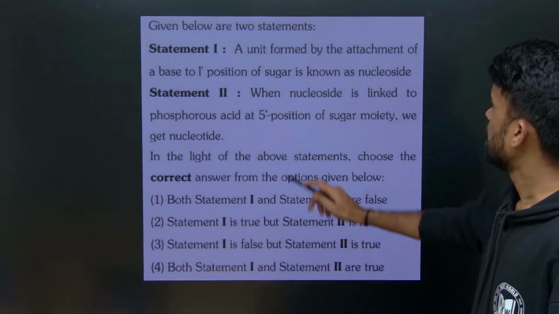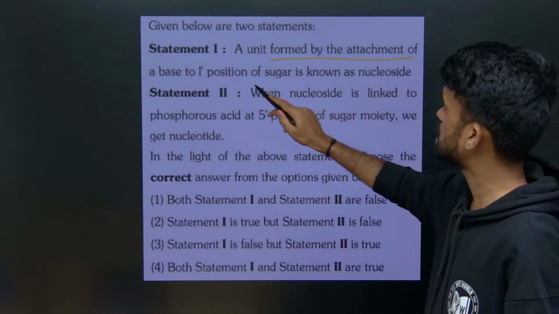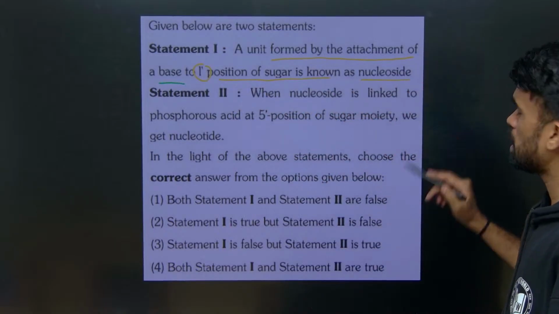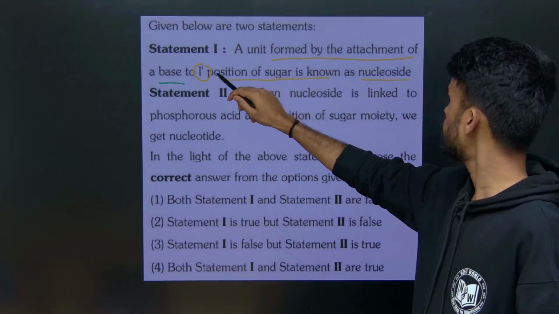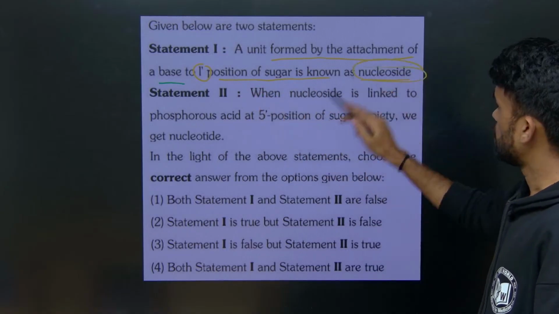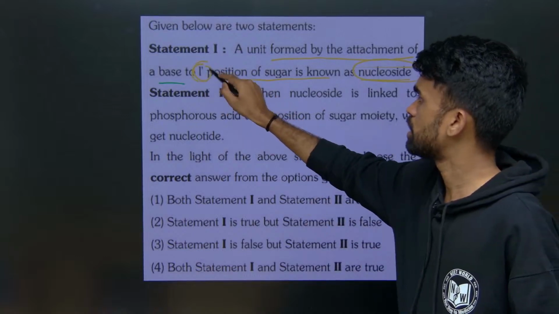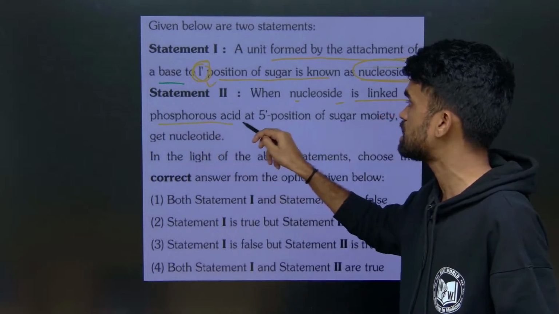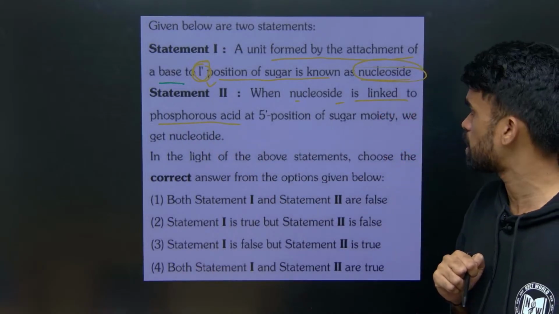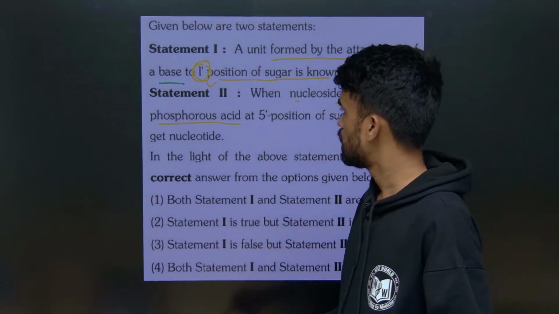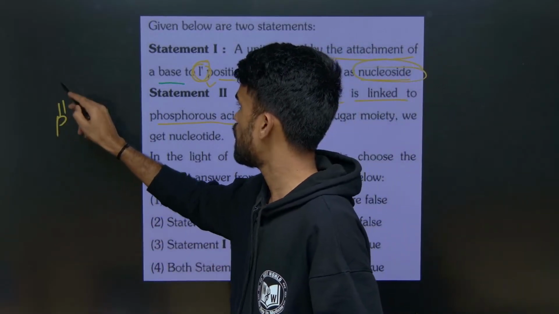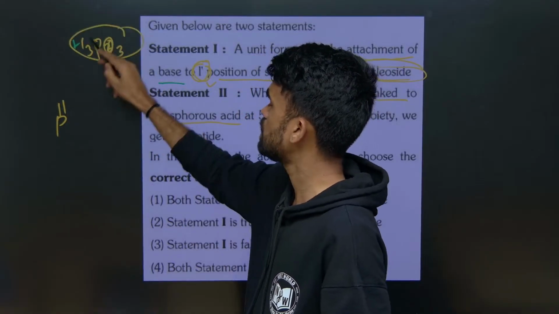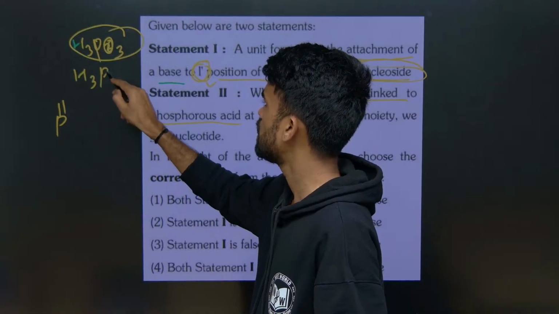Okay, next, a unit formed by the attachment of base to 1' position of sugar is known as, yes, sugar plus base is considered to be a nucleoside. It is attached at the first position, right? This is correct only. When the nucleoside is linked to phosphorus acid, they are saying, is it phosphorus or phosphoric? It is phosphoric acid. Phosphorus means H3PO3, this is the acid. When I say phosphoric, it will be H3PO4.